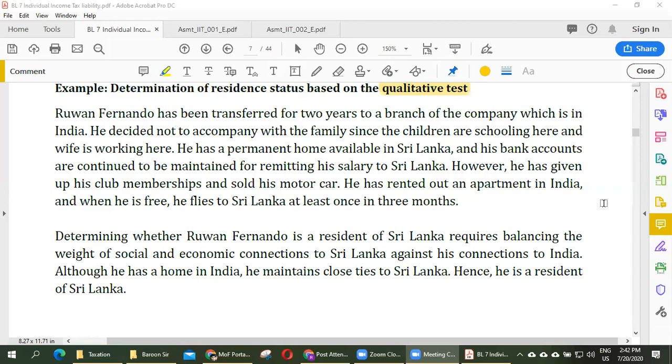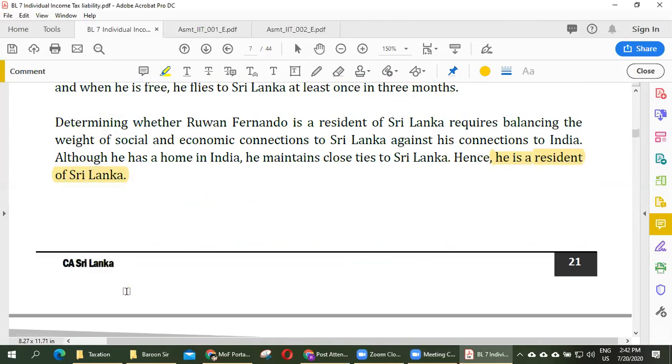Right? He is living in India. He is able to sell a motor car in Sri Lanka. Right? He is maintaining connection with clubs, and he is running his bank account from India. Right? Although he has a home in India, he maintains close ties to Sri Lanka. Hence, he is a resident of Sri Lanka.